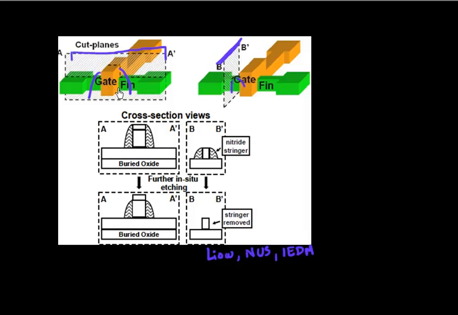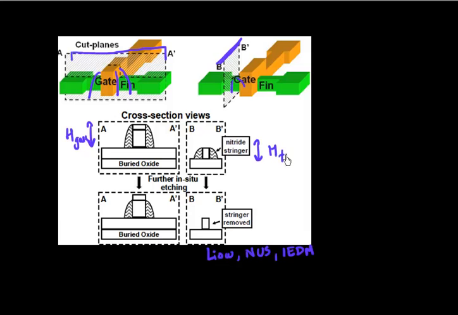So the way I do it is I define my gate to be taller than my fin. My gate is wrapping around, so it's much taller. So the gate height is much higher than my fin height.